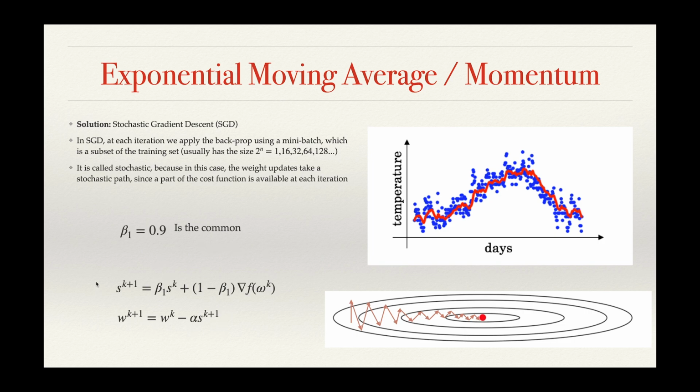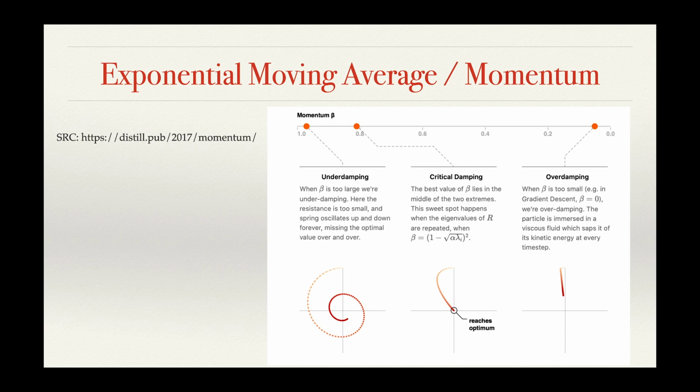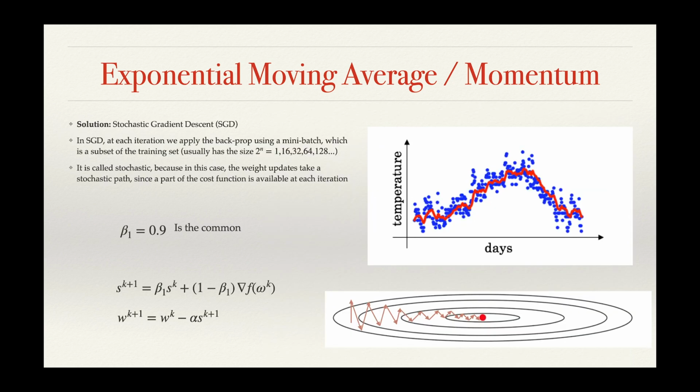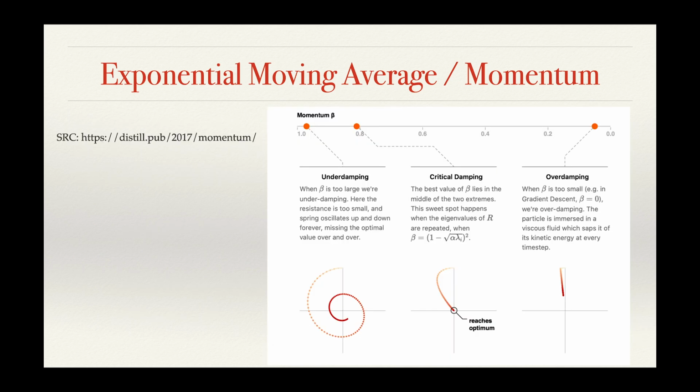It replaces the gradient with this formula, which is actually representing the exponential moving average. So what is the value of beta here? The most common one that is used is 0.9. And here there are some simulations that you can see online. You can see many oscillations, and also a lot of discussions about the momentum. It's very interesting if you want to look at it.